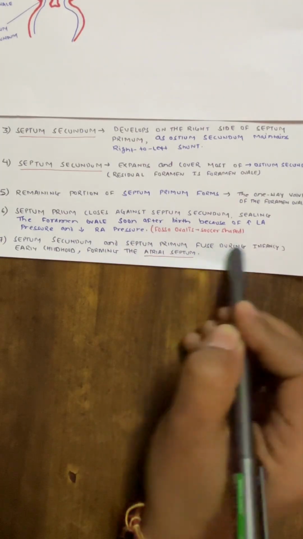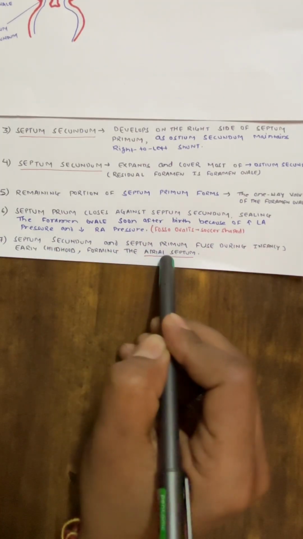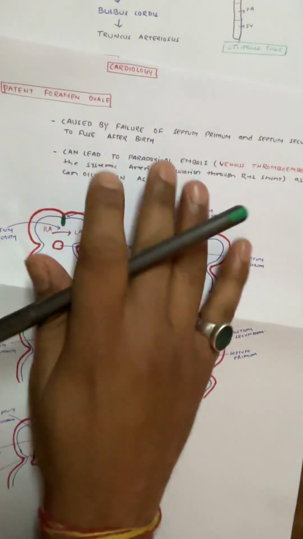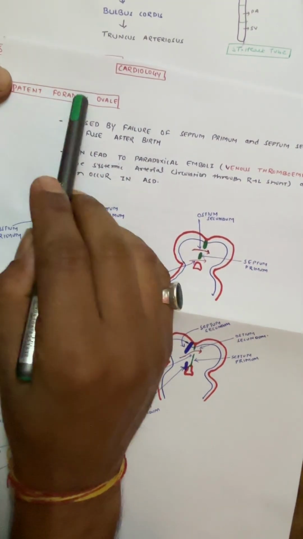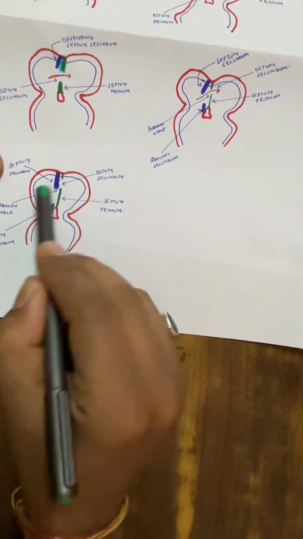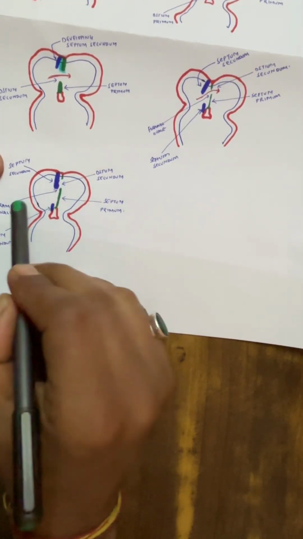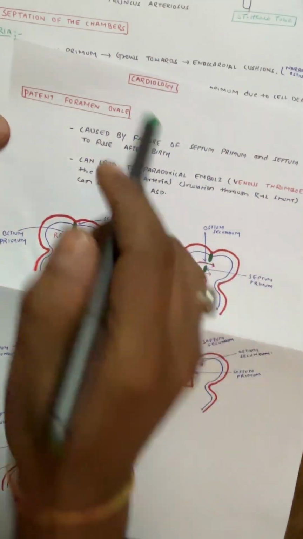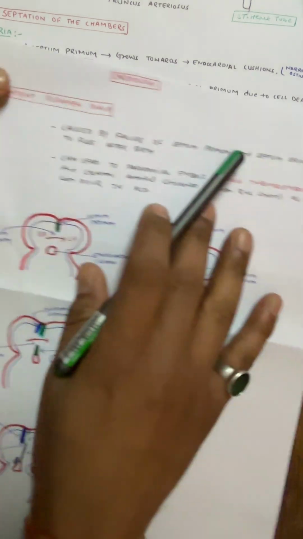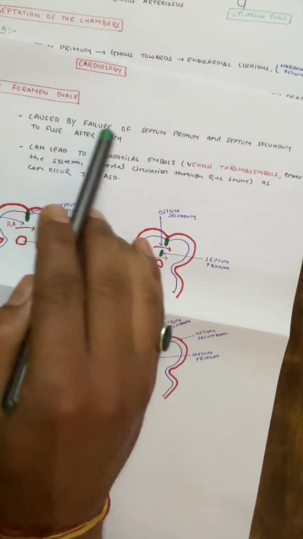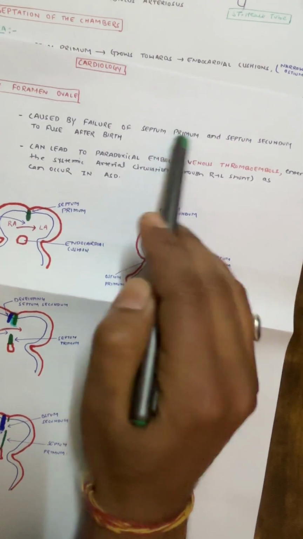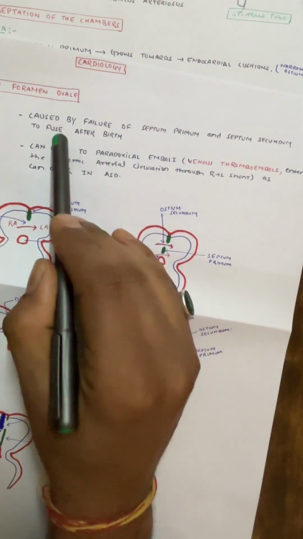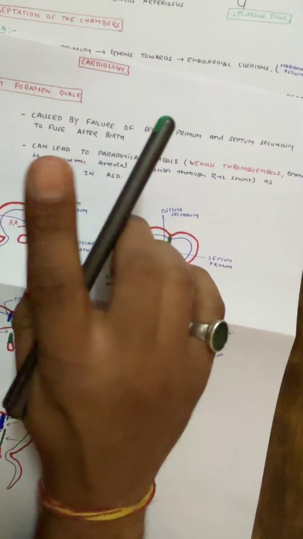Now what's written? Septum secundum, the blue one, and septum primum, the green one, fuse together in infancy or early childhood, forming the atrial septum. The same thing. Now what if the foramen ovale does not close? If it does not close, there is a pathway between these two, which is called patent foramen ovale. Why patent foramen ovale? Because the foramen ovale is not closed. So what is written here? It is caused by failure of septum primum, the green one, and septum secundum, the blue one, to fuse after birth. They didn't join after birth.